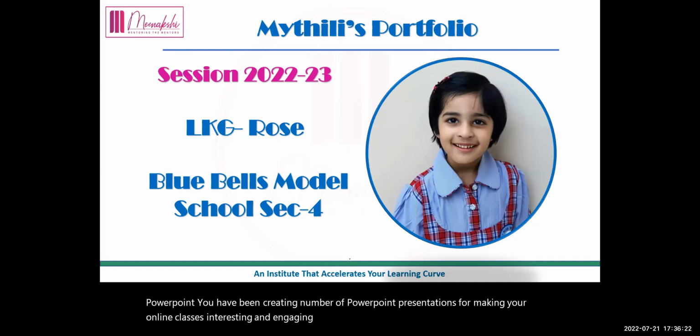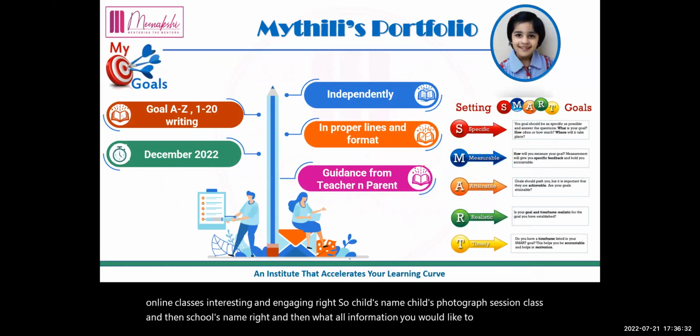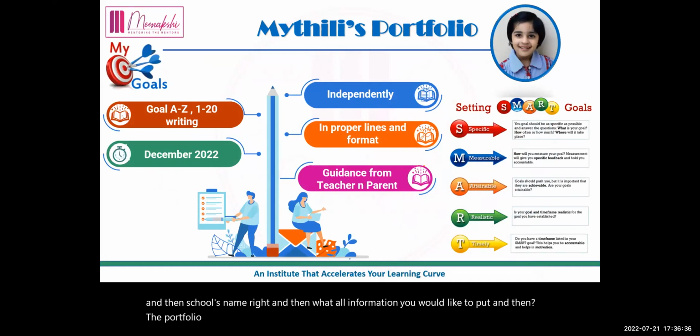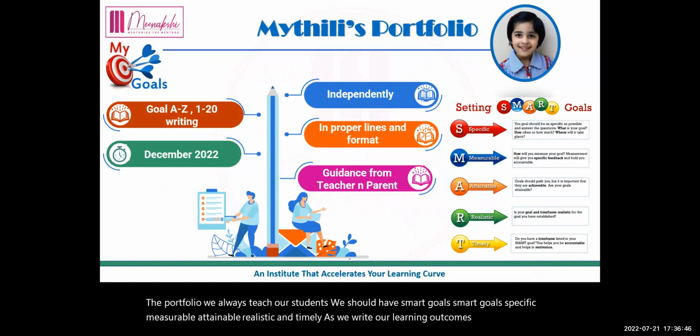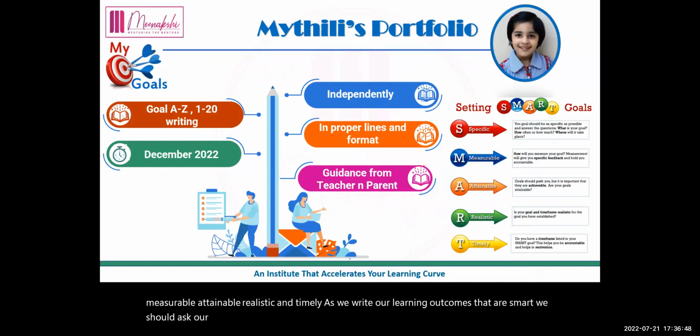So child's name, child's photograph, session, class, and then school's name, right? And then whatever information you would like to put. And then in the portfolio, we always teach our students we should have SMART goals. SMART goals: specific, measurable, attainable, realistic, and timely. As we write our learning outcomes that are SMART, we should ask our students to go for SMART goals, right?